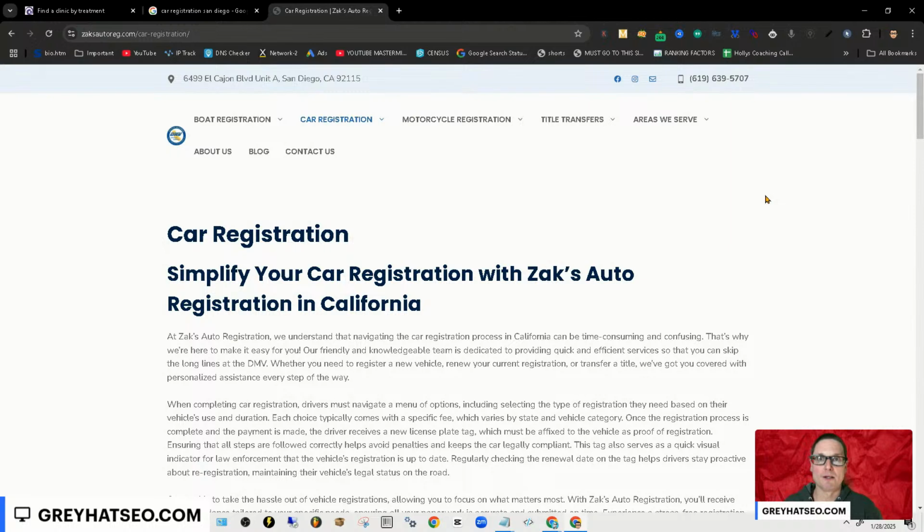And whose head you really want it ringing in is Google's, right? We want to make it very clear to Google. With that being said, this is a flat architecture.